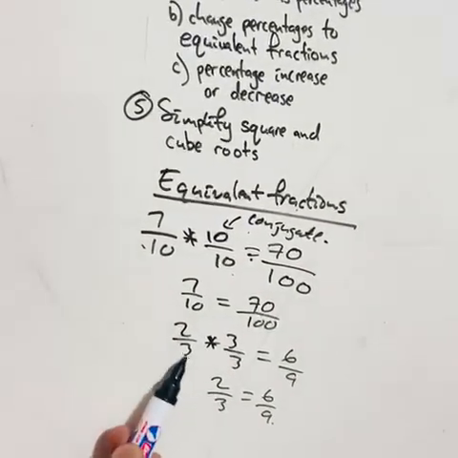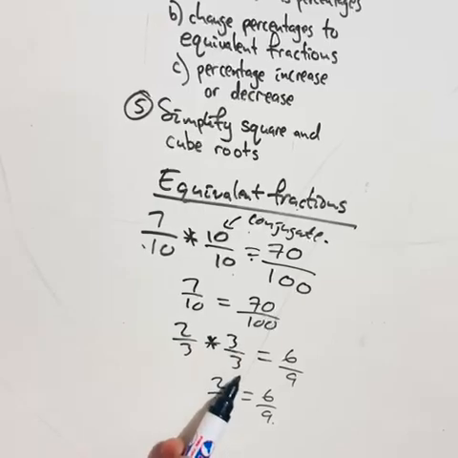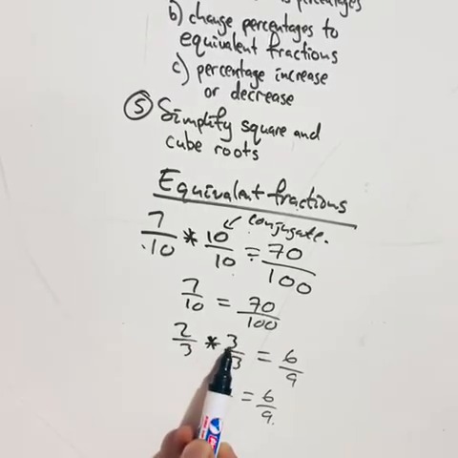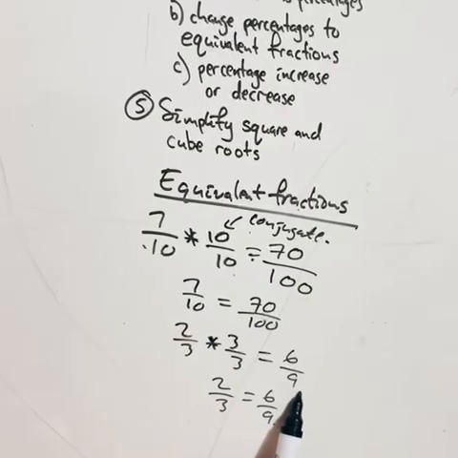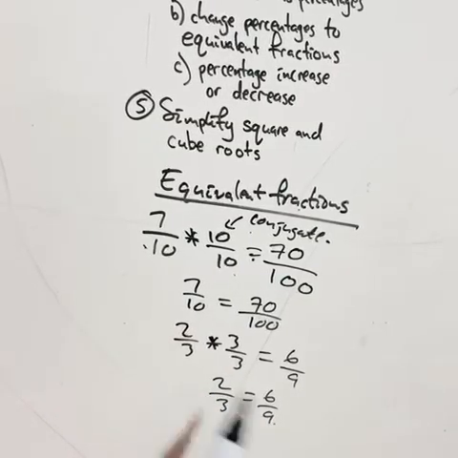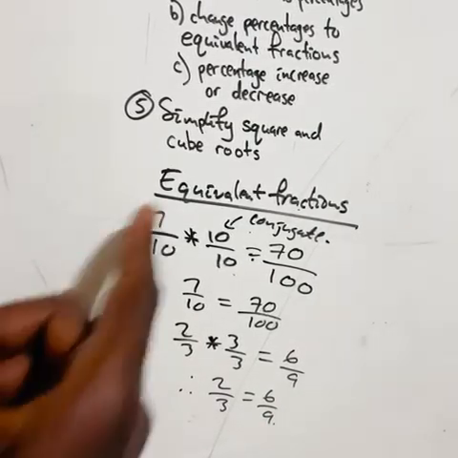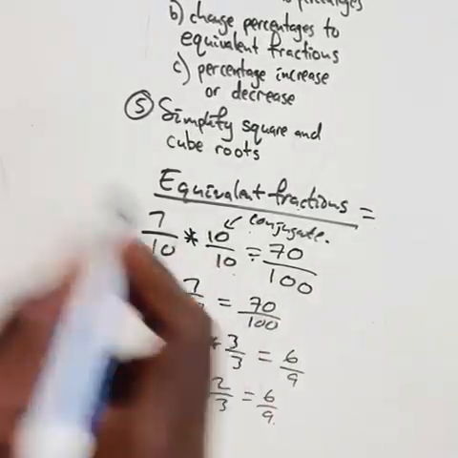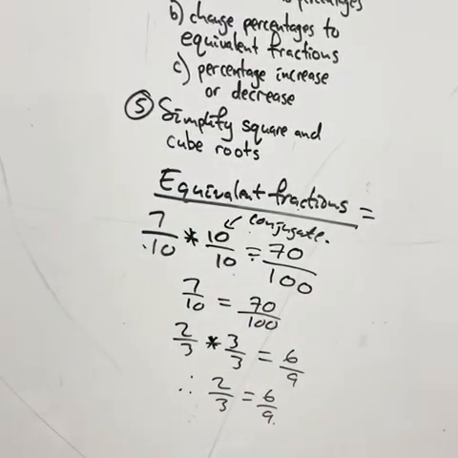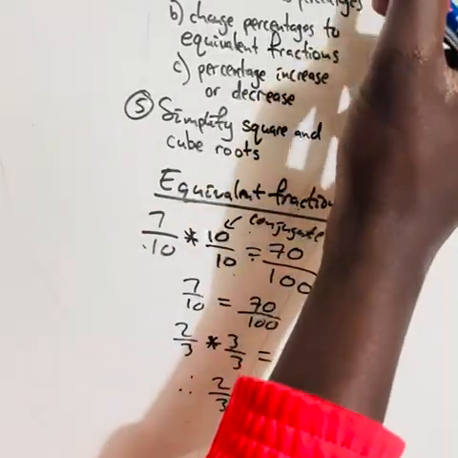So I say 2 over 3, I multiplied by the conjugate 3 over 3, and then I say numerator multiplied by numerator, 2 by 3, which gave me 6, 3 multiplied by 3, which gave me 9, and now I've concluded that, therefore, 2 over 3 is equal to 6 over 9. So there isn't much to the work of equivalent fractions except that they're asking you for fractions that are equal to whatever fraction you may be given, right? So we are done with equivalent fractions.